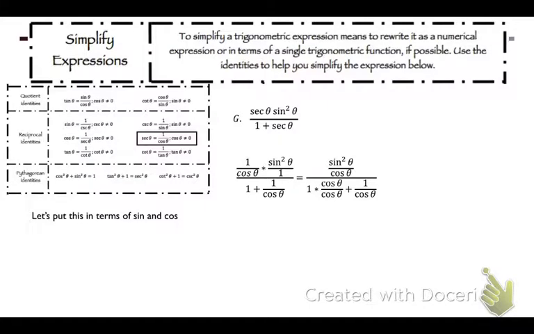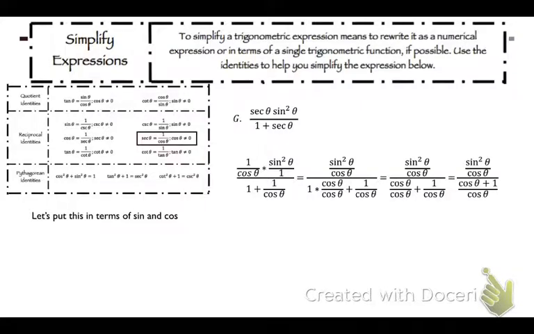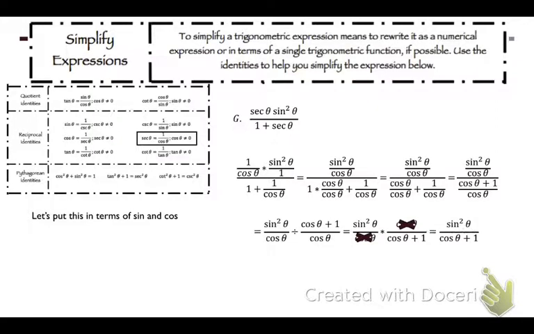Let's make a common denominator so that we can make that one fraction in the bottom. So we're just going to multiply the 1 by cosine of theta over cosine of theta. And that ends up being sine squared of theta over cosine of theta, divided by cosine of theta plus 1 over cosine of theta. We are just going to rewrite that. So sine squared of theta divided by cosine of theta, and that's divided by cosine of theta plus 1 divided by cosine. You can flip that fraction and multiply. Then those cosine of thetas cancel. And I'm left with sine squared of theta over cosine of theta plus 1.